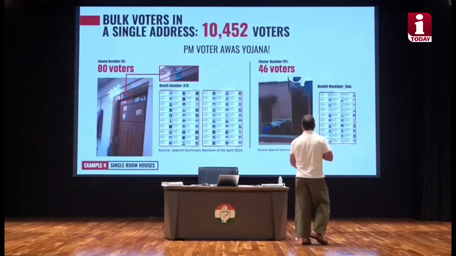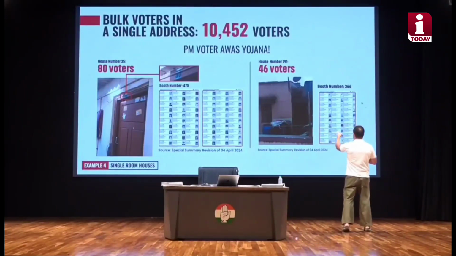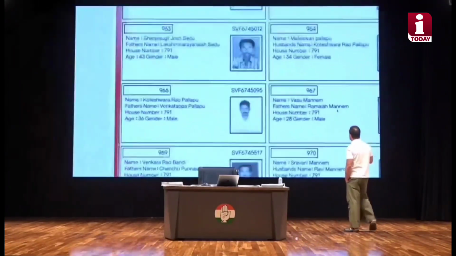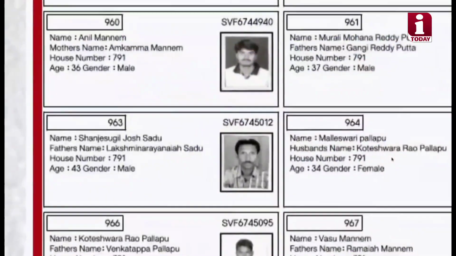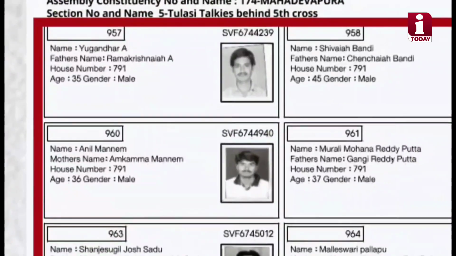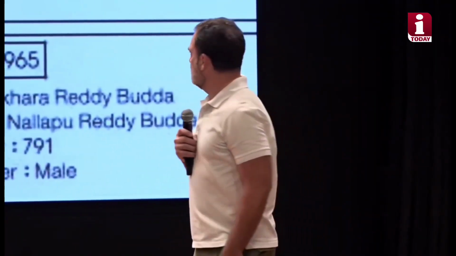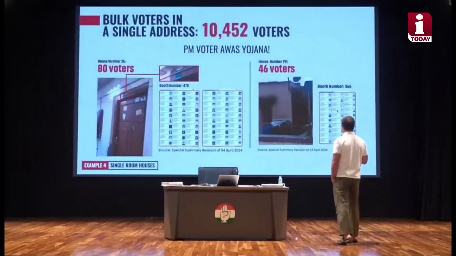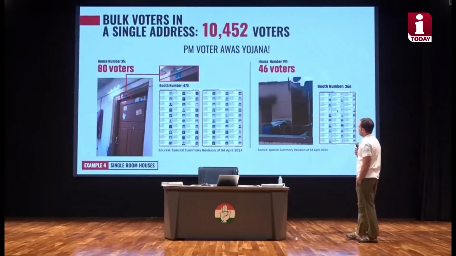Here's another one. Booth number 366. थोड़ा इसमें zoom in करो. 46 voters, all from different families, living in a single bedroom house. And when we go there, they don't exist. Zoom out. So that's a single bedroom, 46 voters living there.